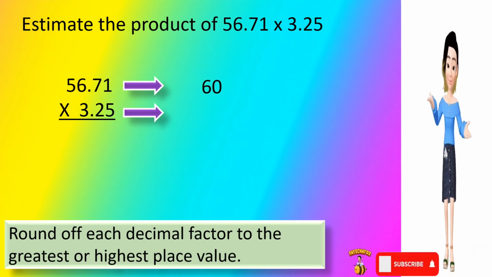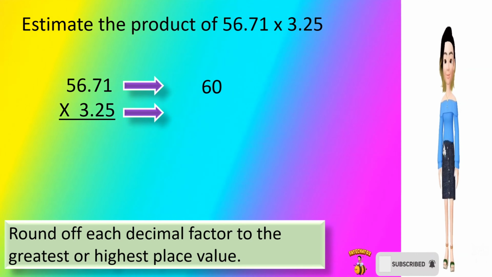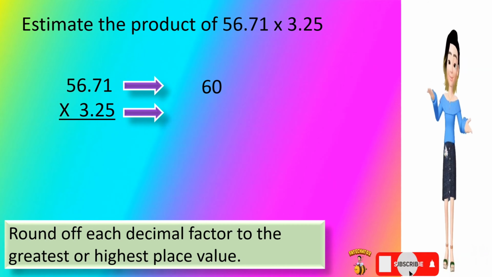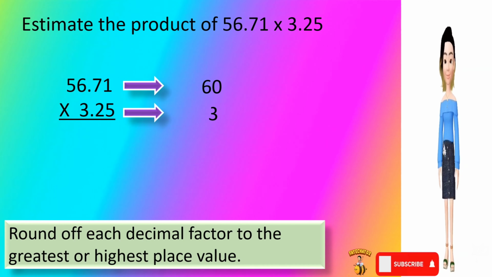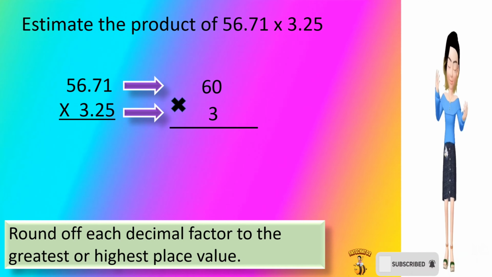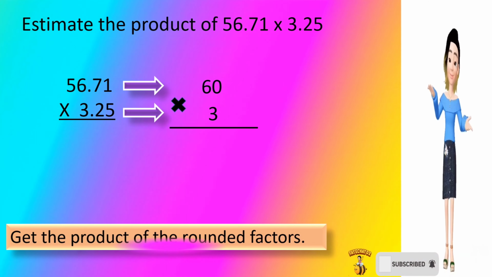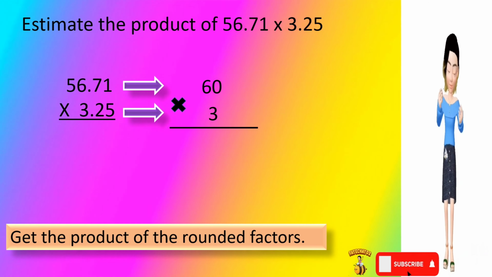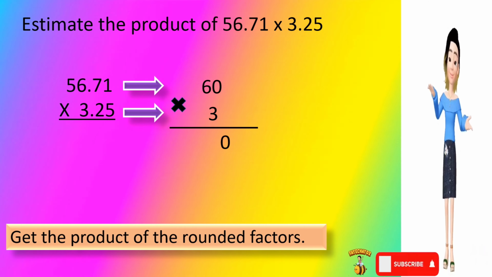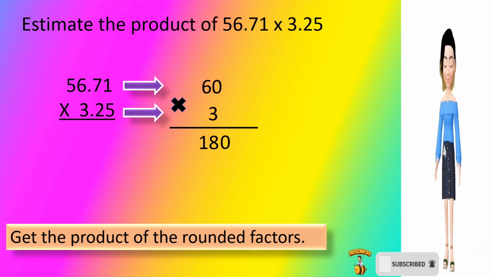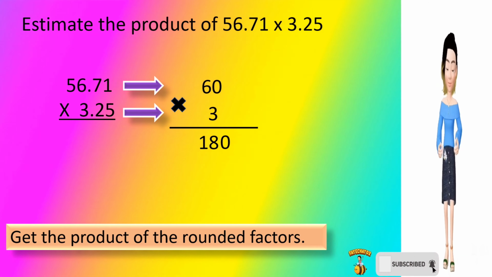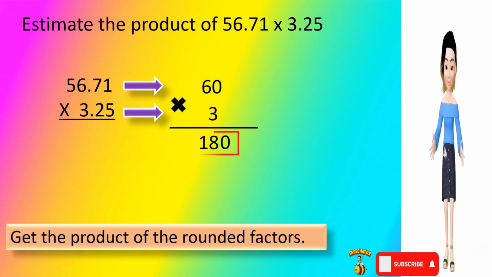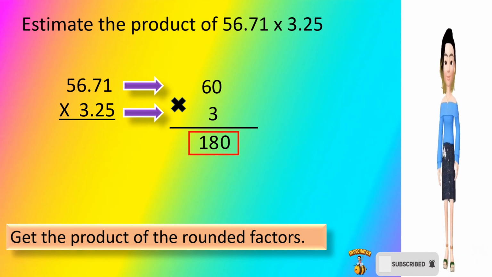So in 3.25, the highest place value is in the ones place. So if we're going to round off 3.25 to the nearest ones, we can get 3. Then we will follow the second step, which is get the product of the rounded factors. So we can now multiply 60 times 3. 0 times 3 is 0. 6 times 3 is 18. So when we estimate the product of 56.71 times 3.25, the answer is 180.